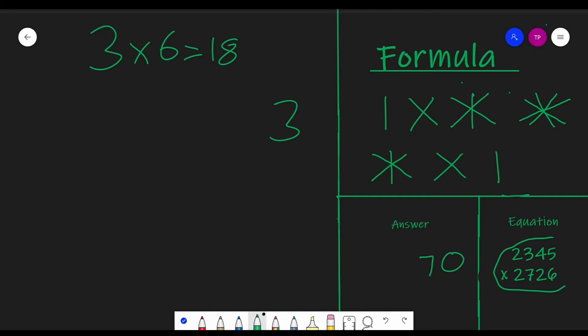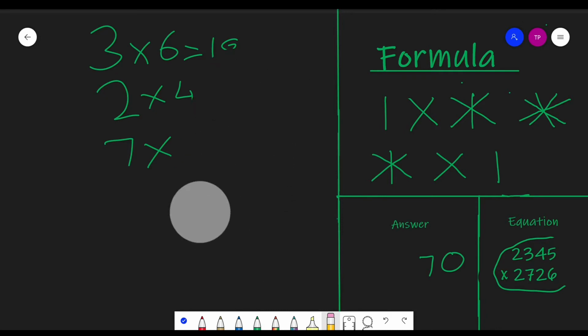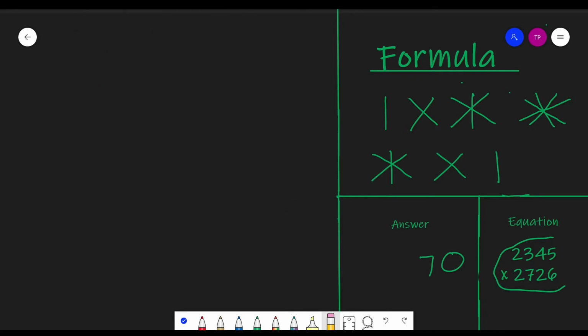So I've already told you what we're going to do. So let me write it down. 2 times 4 is 8. And we're going to also do 7 times 5, which is 35. We're also going to add the 3, and we'll get 64. So we have to carry forward the 6 and write down the 4.